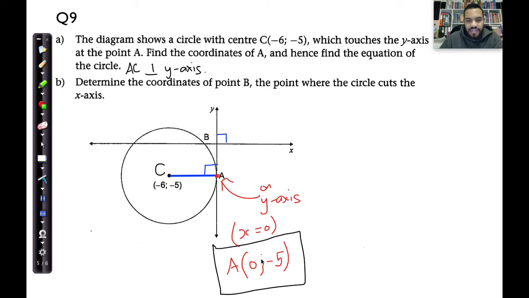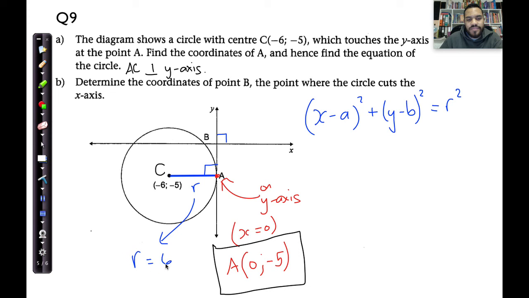Now, using that coordinate of A, hence we want to find the equation of the circle. Let's talk about the standard form of the circle. What is the standard form of the equation of a circle? Well, it's (x minus a) squared plus (y minus b) squared is equal to r squared. Now, the center to A gives us a radius. That radius from 0 on the x to -6 on the x-axis has a length of 6. So immediately I know that this side is going to be 6 squared, so I'm going to put it in there as such.